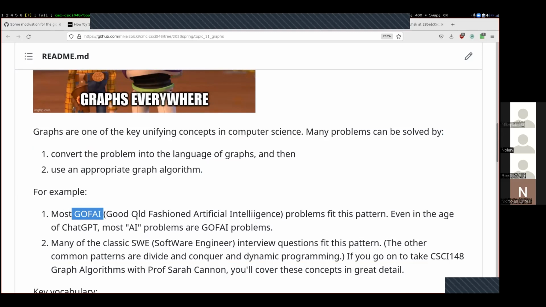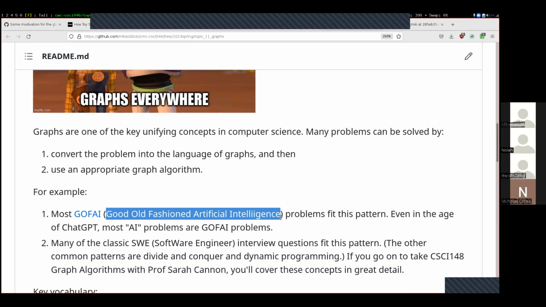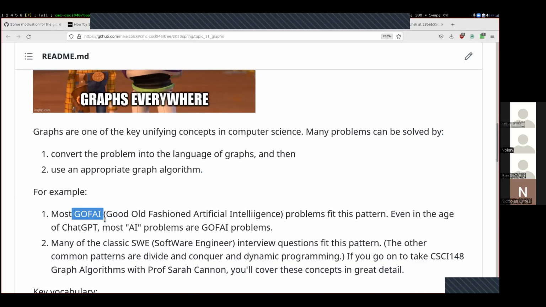Some quick high-level examples here are something called GOFAI, or good old-fashioned artificial intelligence. Every video game that you've played, for example, has good old-fashioned artificial intelligence in its back end. Even inside of a lot of data analysis, there's a lot of these GOFAI algorithms going on, and these are all based on graph algorithms. We've seen a handful of the classic software engineering interview questions in class, the LeetCode questions. Basically, everything that's not covered in the data structures class is somehow related to graphs.